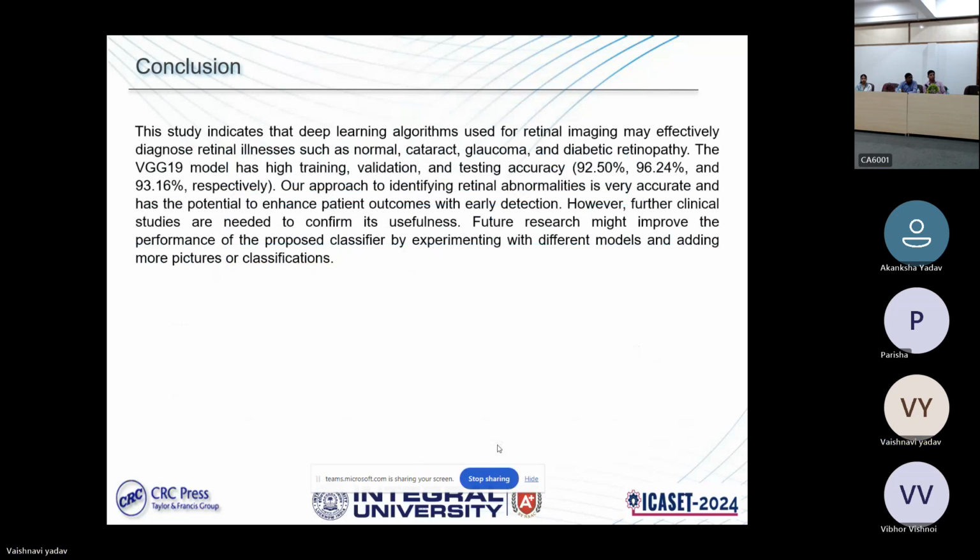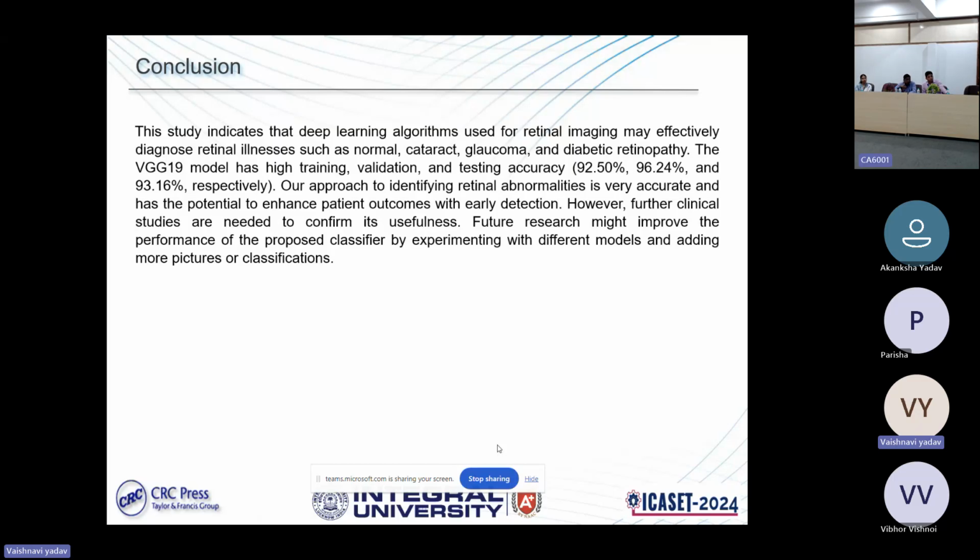Conclusion. This shows that deep learning algorithms are used for retinal images to effectively diagnose retinal illnesses such as normal, cataract, glaucoma and diabetic retinopathy. The VGG19 model has high training, validation, and testing accuracy: 92% training accuracy, 96% validation, and 93% testing.